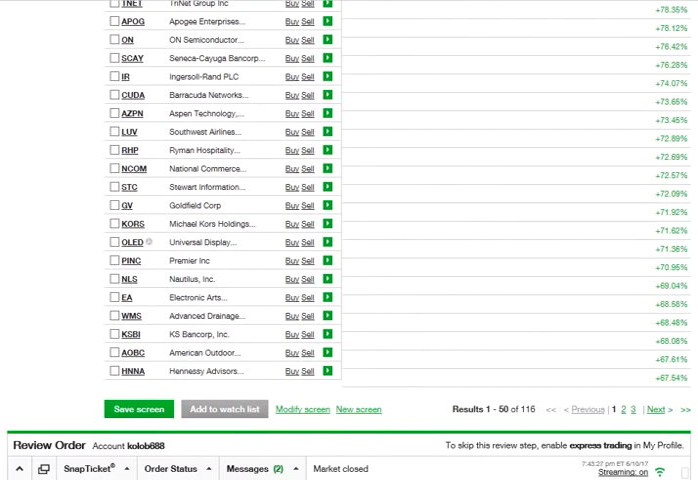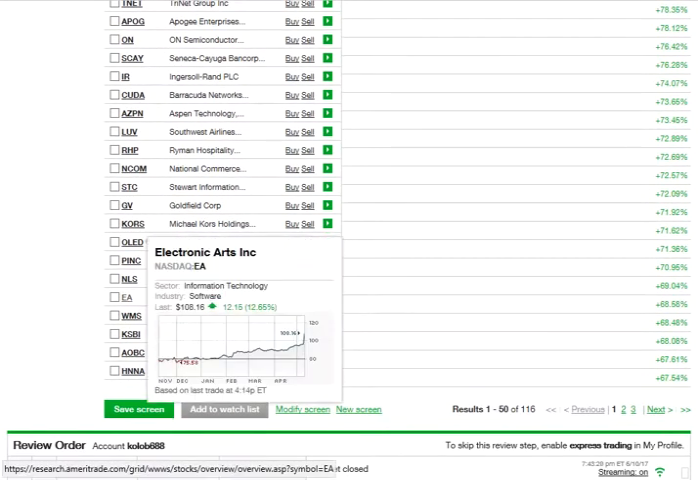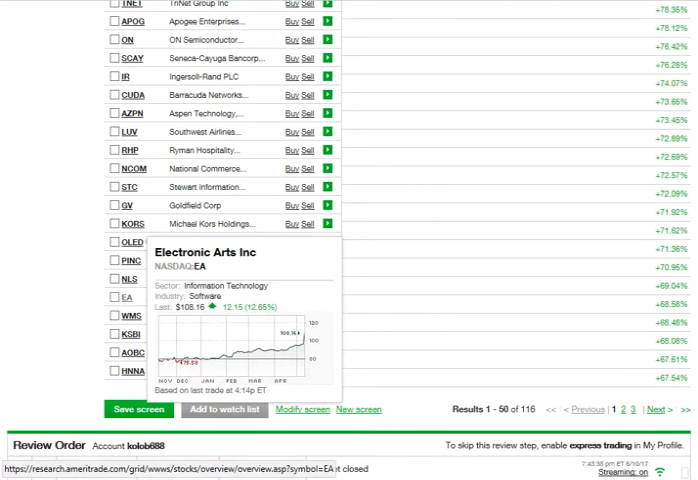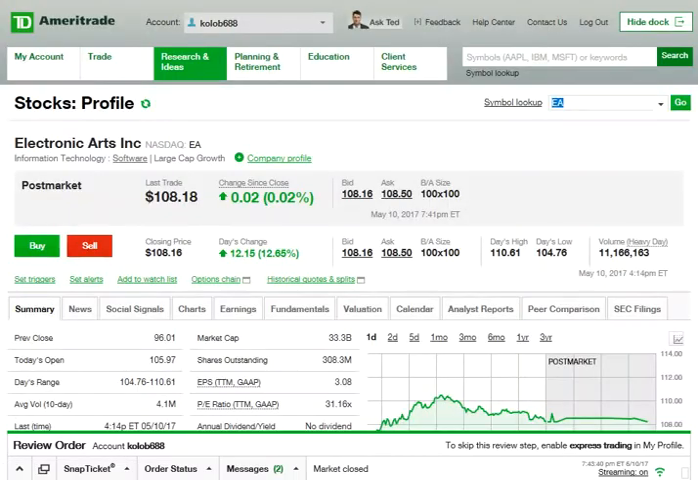What else? Electronic Arts, EA, how about that? Let's look at Electronic Arts. They're the video game or the computer game company. So let's click on EA, and there you go, $108 a share.